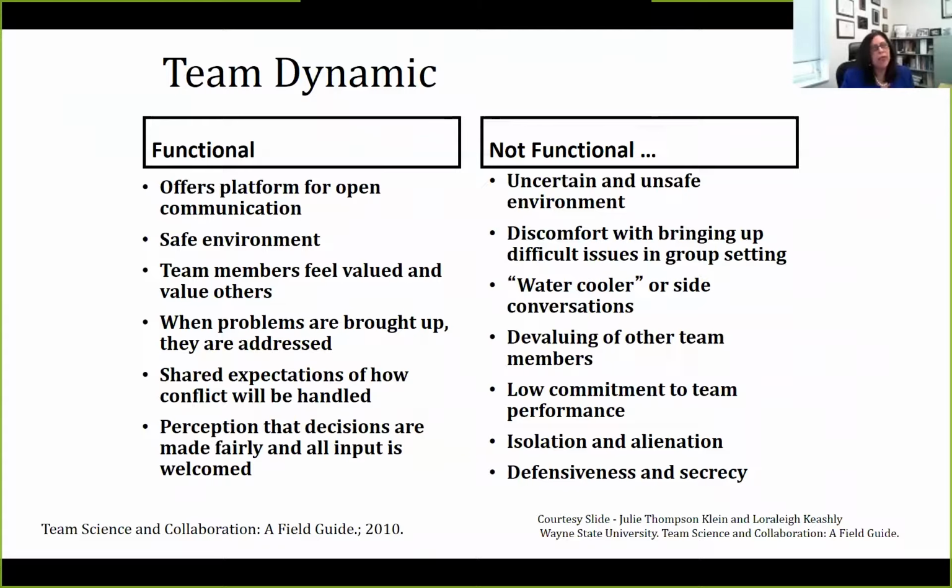Taken from that, it shows what the criteria are if the team dynamic is functional, or actually working. It offers open communication and a safe environment; team members feel valued and value others; problems that are brought up are addressed; there are shared expectations about how conflict will be handled, and shared perception and decisions. Those are the signs if your team is really functional.